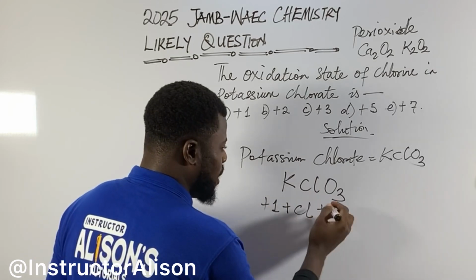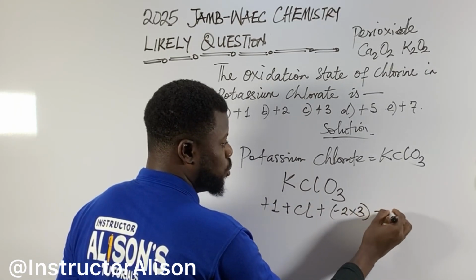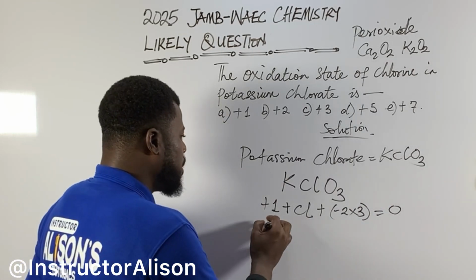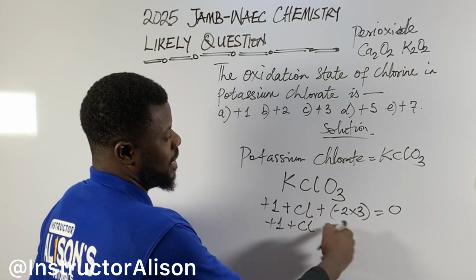So yes, now we agree that -2 times this subscript there. Don't forget that the whole thing is equal to 0. Remember, this chlorine is what we need to define. So what you are going to do is say +1 plus the chlorine, which we will define. We still add this one because we will never clear this bracket.